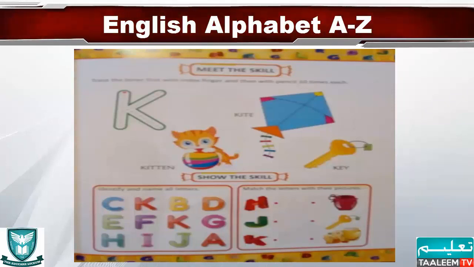Good. You can have writing practice. First of all, you can use your index finger to write the letter K 10 times. You can do this practice. Now you can see different things on this page. They are starting from K. Good.